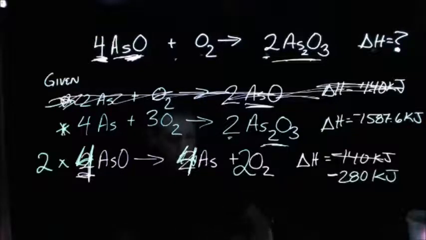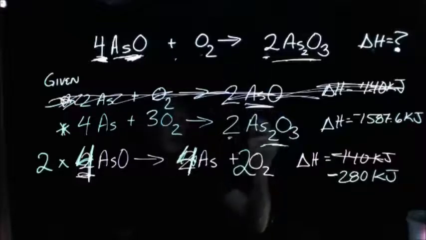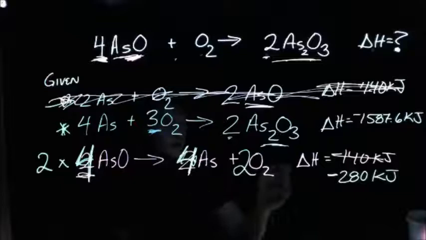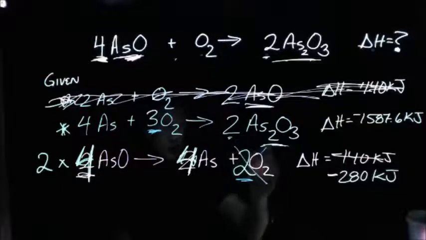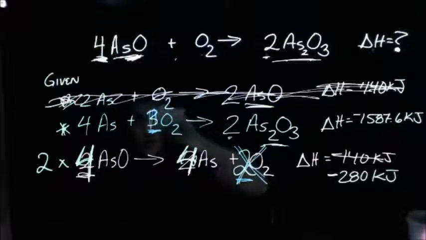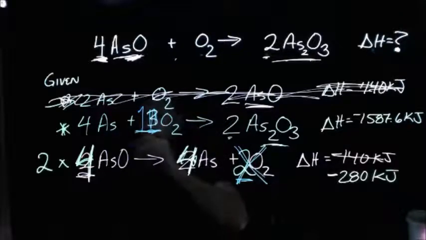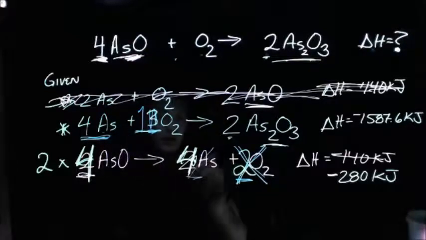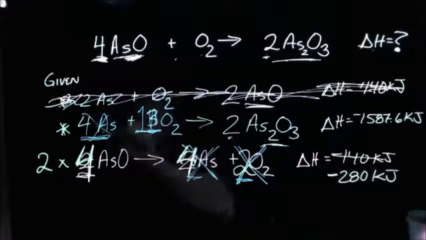And when we do that, I think we might be there. So let's see, there are 3 moles of O2, 2 moles of O2. So those 2 moles of O2 will cancel and leave behind just 1 mole of O2. And then we got the 4 arsenics and 4 arsenics. Here is a reactant and here is a product. So that will also cancel.